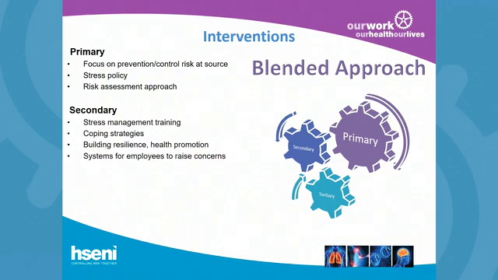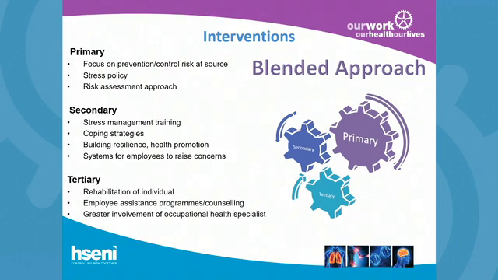Organisations have secondary interventions and they focus on increasing the awareness and the coping skills of the individuals in the organisations. That could be anything from stress management training, health promotion activities, etc. within your organisations. And again, there should be systems in place to help deal with these things. And then we have tertiary interventions, and these are really concerned with the treatment and rehabilitation of distressed individuals. So you may have employee assistance programmes which maybe offer counselling, maybe return to work policies, etc.